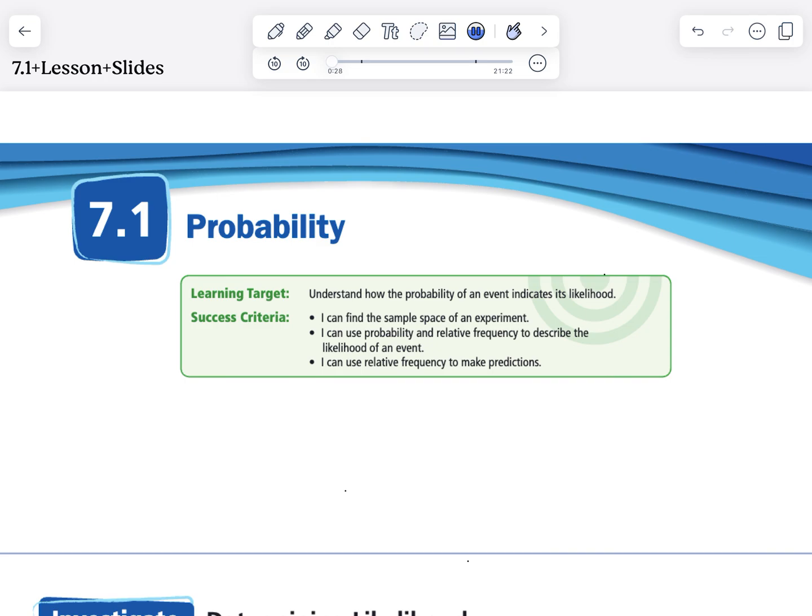All right, so the first investigation. You win a game if you correctly guess which color you will spin of the spinner shown. Which color would you choose? Explain. So hopefully looking at this, you would say, oh, I would choose the blue. Why would I choose the blue? Well, I would say the blue has a bigger area than the red.